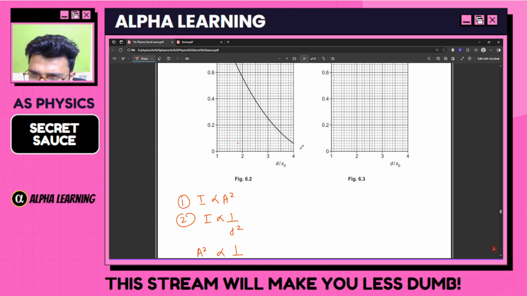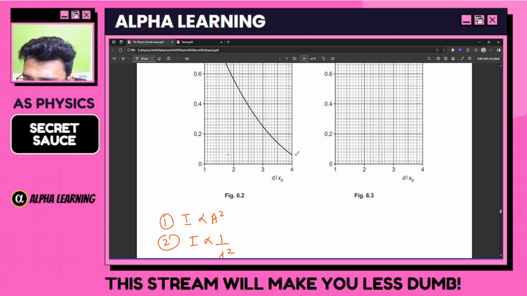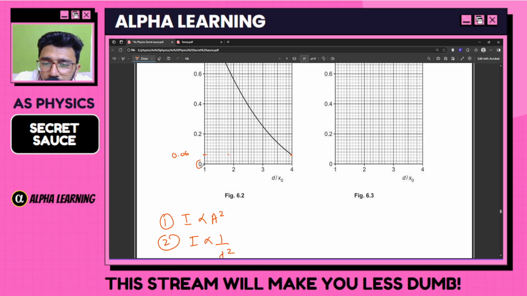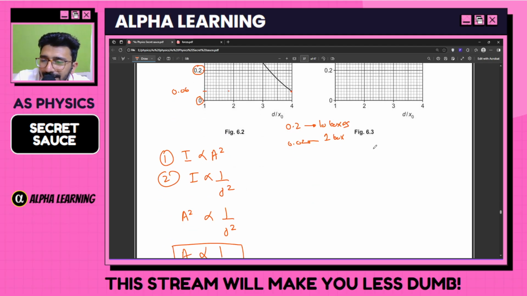At 4 seconds, what is your amplitude equal to? 0.06. Sir, how do you know that? Because if you realize you are going from 0 to 0.2, how many boxes are you covering? 10 boxes. One box is equal to what? 0.02. 3 boxes will be equal to 0.06. Can you realize your intensity has gone from I to 0.06 I?